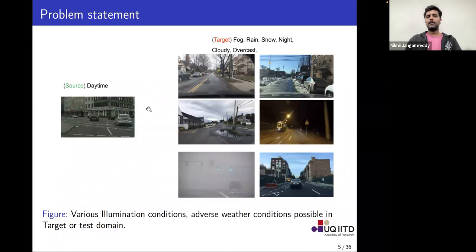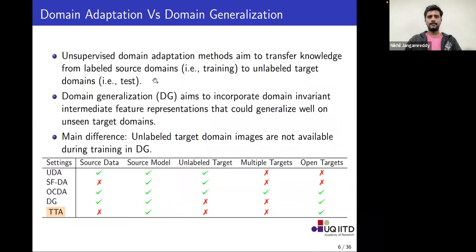Just to formalize the problem statement, given any model which is trained on source data, which is daytime condition, our goal is to perform well in different weather and illumination conditions, such as fog, rain, snow, night, cloudy, and overcast conditions. For real-world applicability, it's very critical to perform well in all weather conditions. So that's our problem statement.